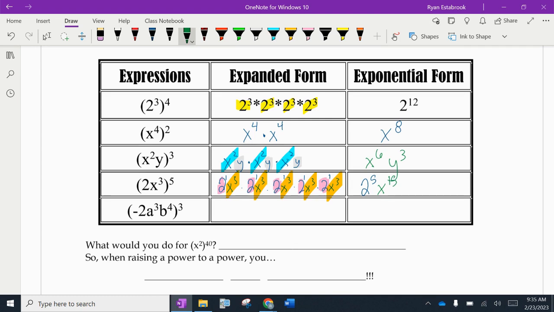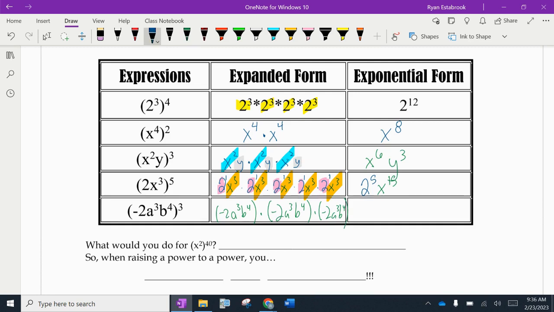As I start thinking about this, I'm adding 3 to itself 5 times. Isn't that what it means to take 3 times 5? Yep. 3, 5 times. And that's going to be the shortcut we look for here in a second. Last one in this row. So now we're going to have negative 2a cubed b to the 4th times negative 2a cubed b to the 4th times negative 2a cubed b to the 4th. We are cubing that.